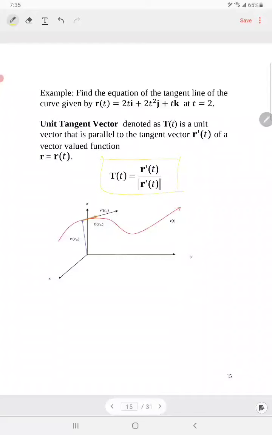So if you have the same curve like before, let's say this is your vector function r, and this is where you are on the curve when t is equal to t naught. So r prime at t naught will give you the tangent vector. So the unit tangent vector would be the same direction as r prime, but the magnitude is 1. So it's going to be shorter. So the magnitude is going to be 1. So that would be T at t naught. Okay, so that is unit tangent vector.